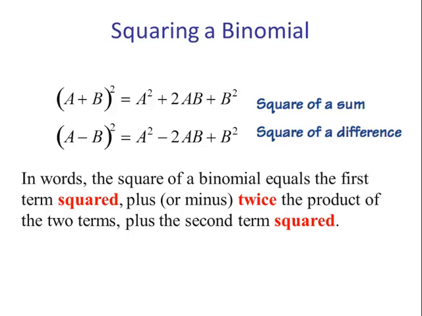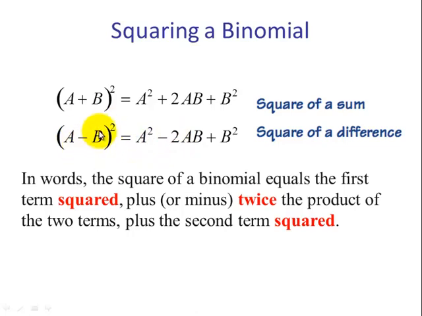Now the way I like to think about it, I square the first, I double the product, double means multiply by 2, the product of these two, and then I square the last term. So square the first, a squared, double the product, a times negative b is negative ab, double it, and then square the last term.